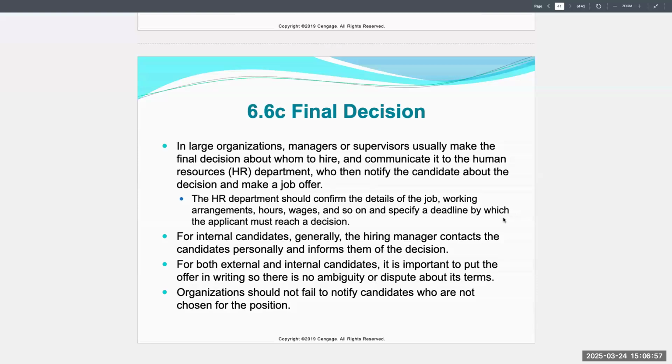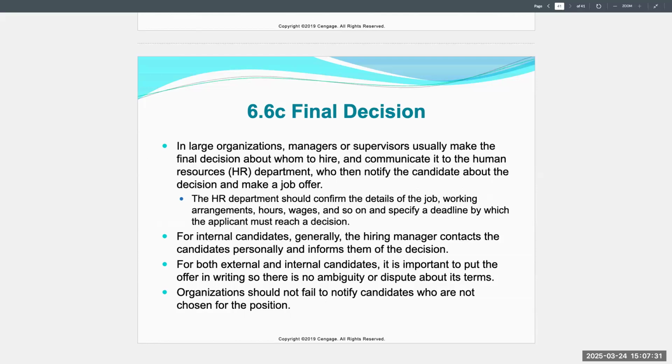Now the final hiring decisions, where all prior steps converge and the process shifts from analysis to action. In most organizations, the hiring manager and the supervisor have the final say. However, this decision must be coordinated with HR, which ensures legal compliance, clarity, and consistency in the job offer. The HR department plays a vital role in documenting offer details: wages, hours, locations, benefits, and expected start date. It's essential that this information is communicated clearly and in writing to avoid any misinterpretation.